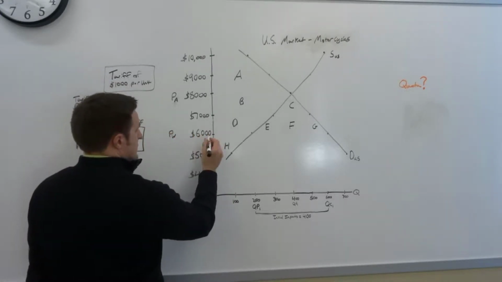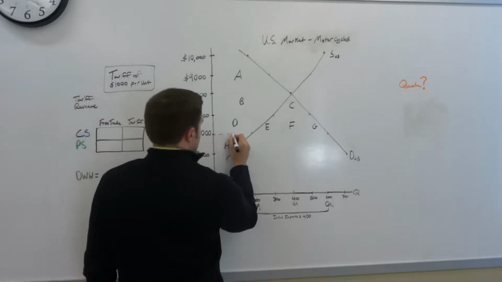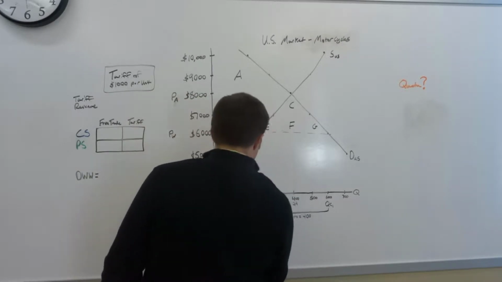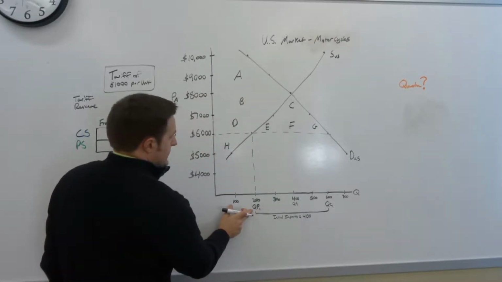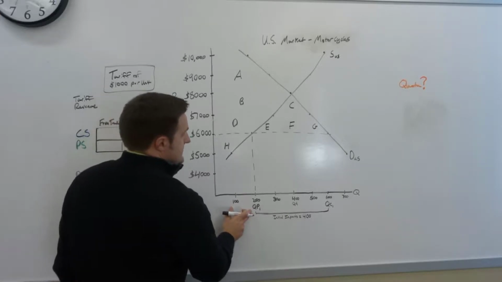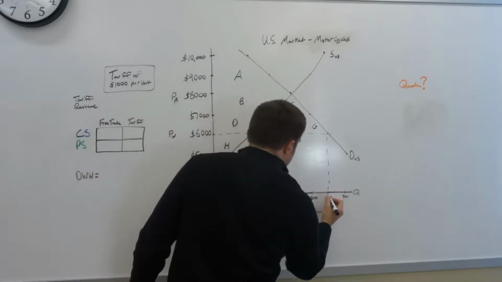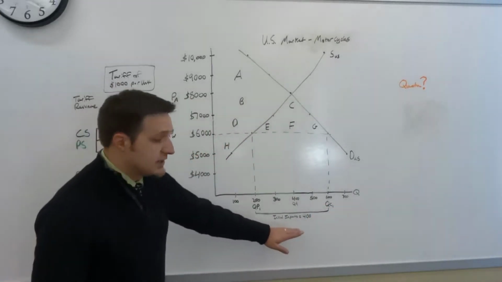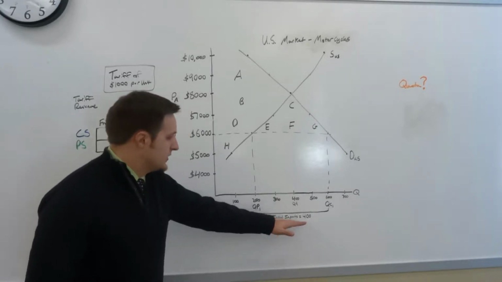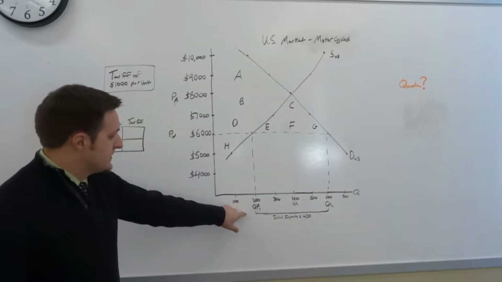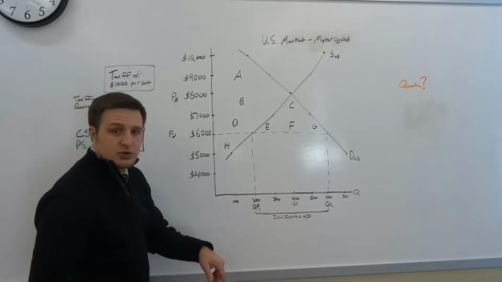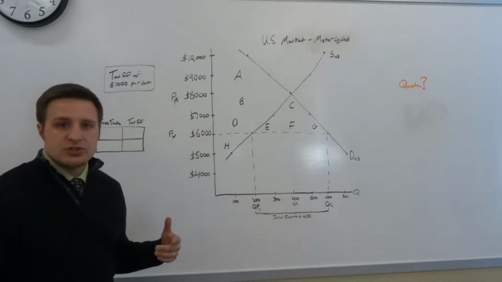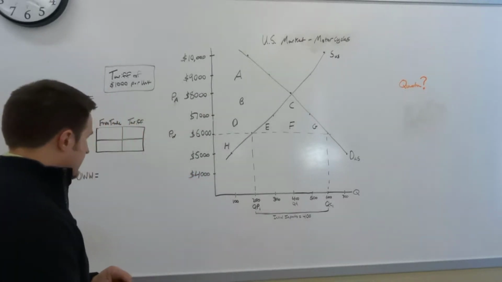So PW is going to be the world price, and at that world price we'll see a quantity produced of 200 in the United States, and a quantity consumed in the United States of 600. What does that mean? It means that initially we are importing 400 units. We're only producing 200 domestically. So these first 200 might have been produced in the United States. The latter 400 were produced elsewhere. They were imported from somewhere else.